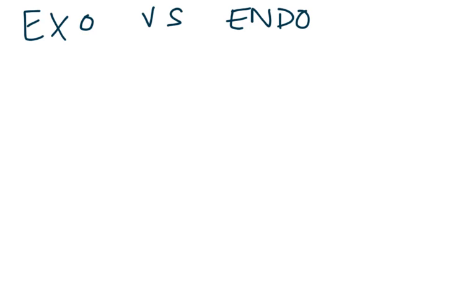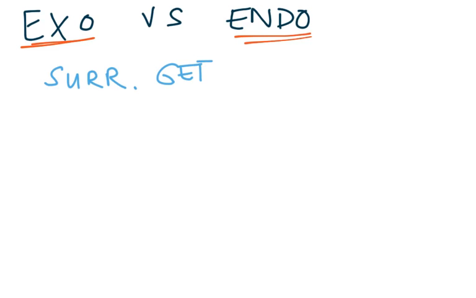Now you guys know the thermic refers to heat, to temperature. So exo, out, endo, in. That's the easiest basic way to think about it. So let's start with our exothermic reactions. Our exothermic reactions are where we have energy being released, often as heat. So my surroundings are getting hotter.